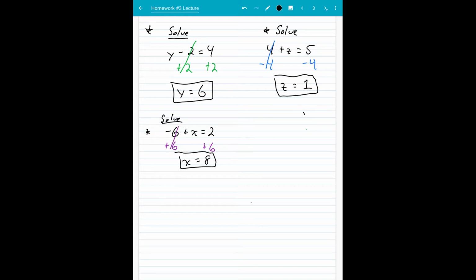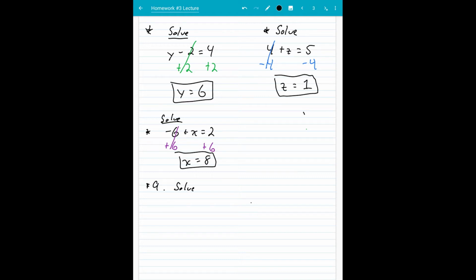So let's go ahead and do some of the homework problems that relate to some of this. I already did a couple of examples that are like the homework, but let me do one more. We'll do number 9 on the homework. Okay, so number 9 on the homework says to solve.